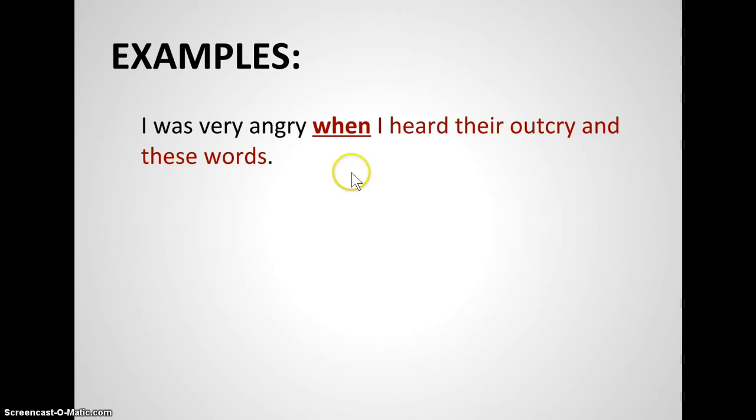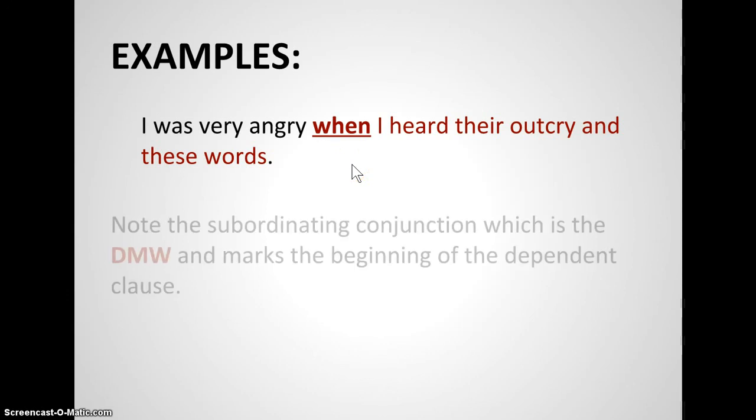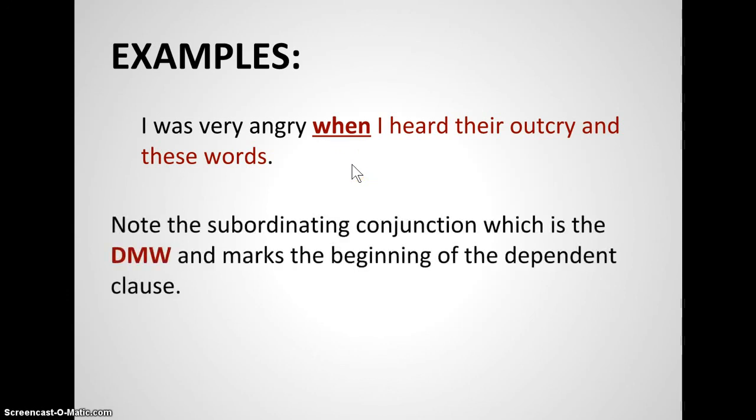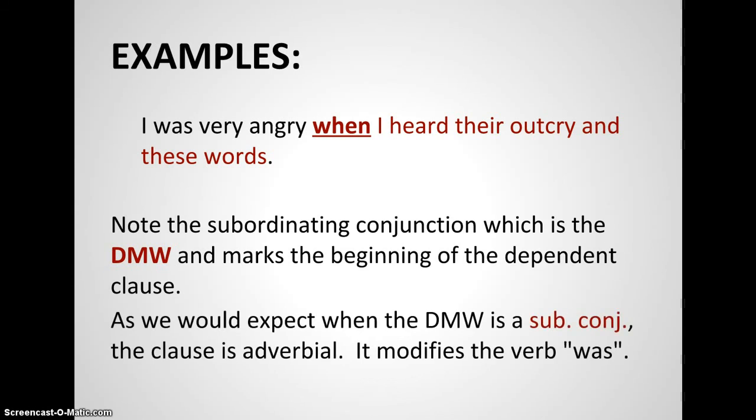Another dependent marker word here, when, which is marking off the beginning of this dependent clause, when I heard their outcry in these words. This is a verse from Nehemiah. And again, the dependent marker word is a subordinating conjunction, hence the clause is adverbial, which actually probably would be pretty easy for you to recognize because you remember the adverbial questions, how, when, where, and why. And this dependent clause is clearly answering the question when he was very angry, when I heard their outcry in these words. So that helps you identify the function of that dependent clause.